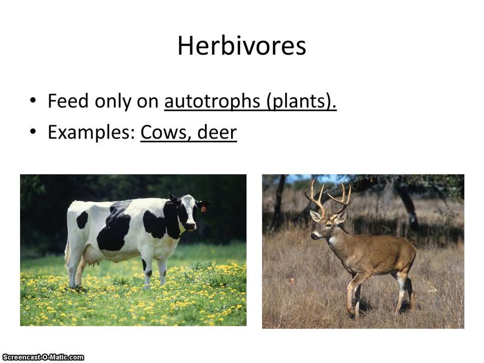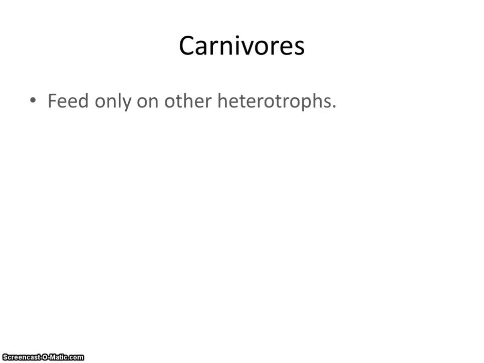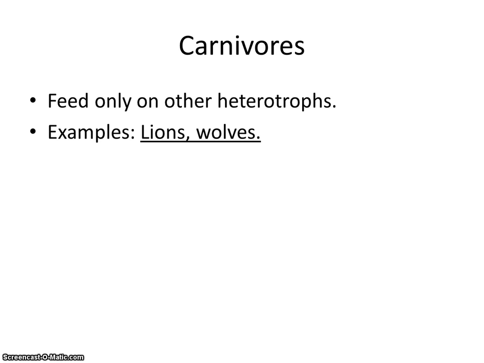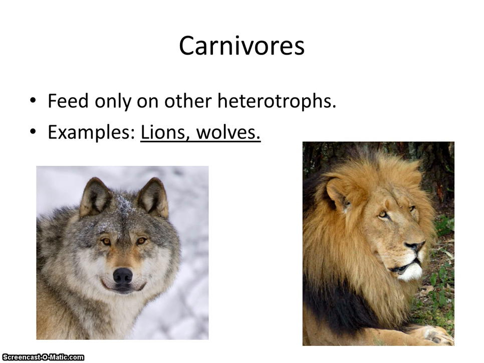Your carnivores, they're your meat eaters. In other words, they only eat heterotrophs. Okay, so carnivores feed only on other heterotrophs. They don't eat any autotrophs at all. They just eat heterotrophs. They're those meat eaters, just eating other organisms. Examples of carnivores: lions and wolves.